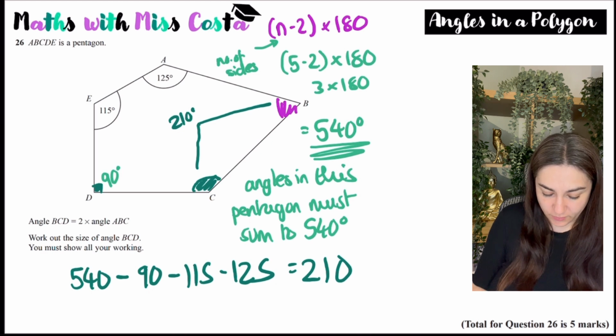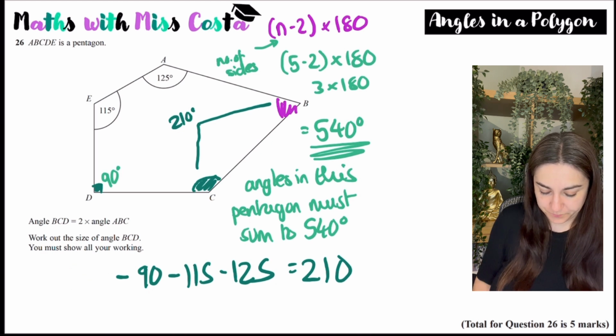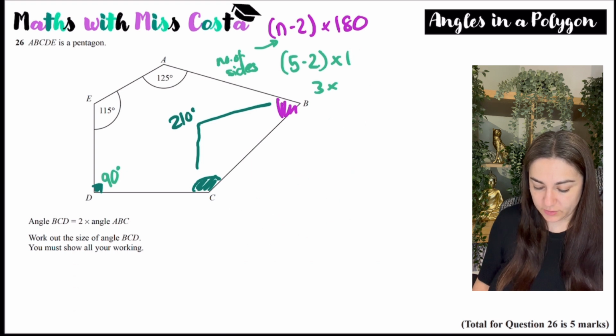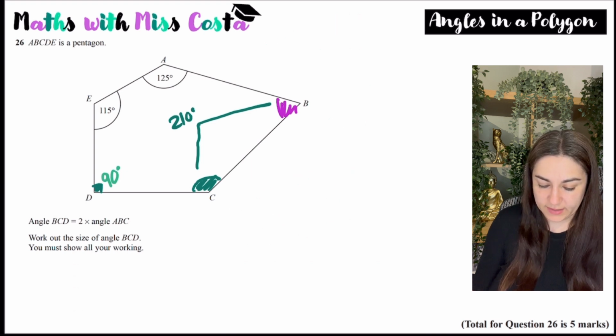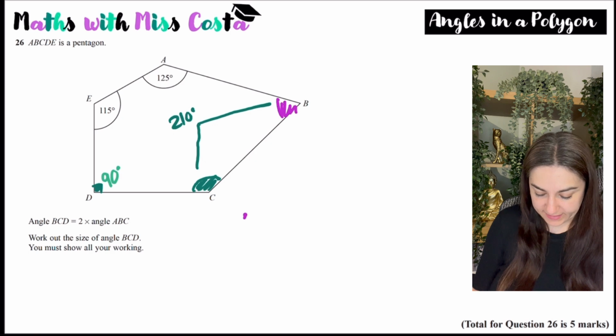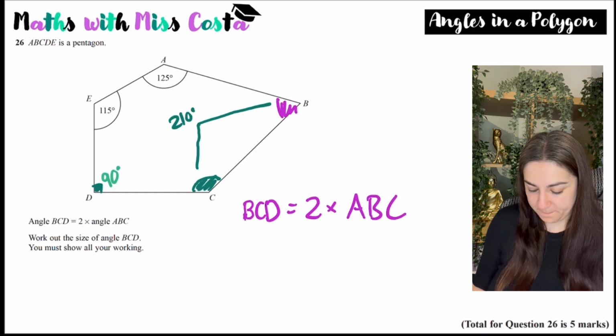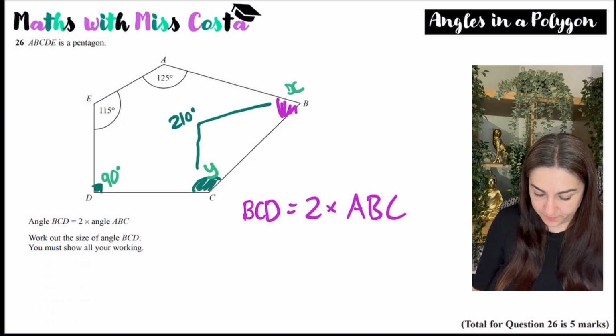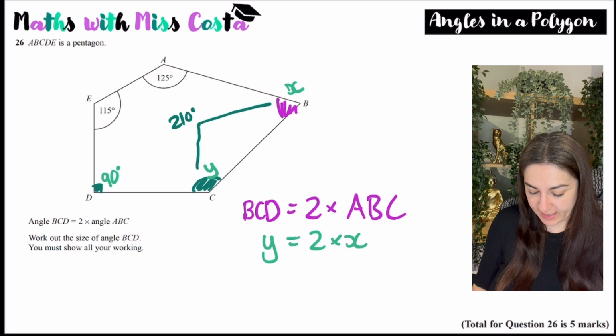Now I'm told that angle BCD is 2 lots of the first angle. So angle BCD is 2 times angle ABC. Let's just make it a little bit easier. Let's call this X and Y. So angle Y is 2 times angle X.